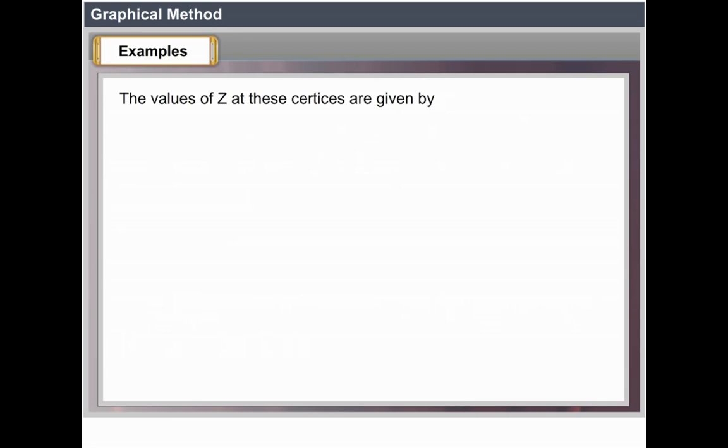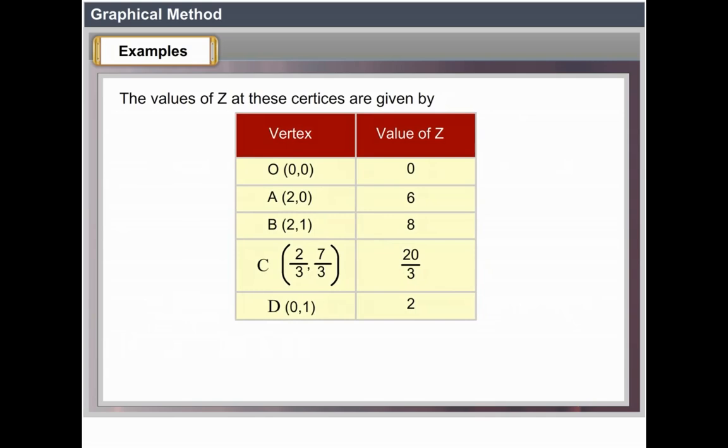The value of Z at these vertices is given by a table. Then only we can easily understand. In the vertex column, we write O, A, B, C, D, whatever points we found. In the value of Z column, we substitute those points into our objective function. Our objective function is Z equal to 3x1 plus 2x2.